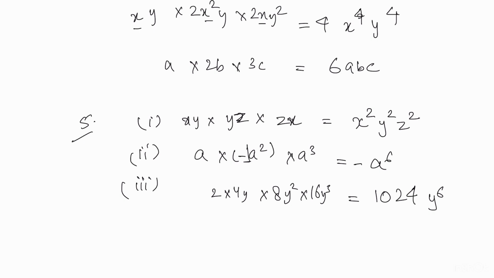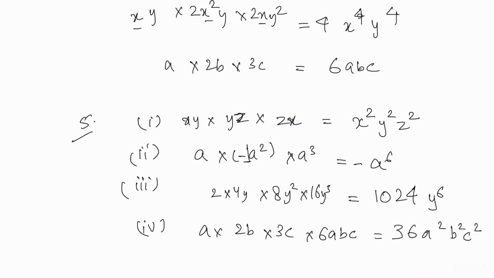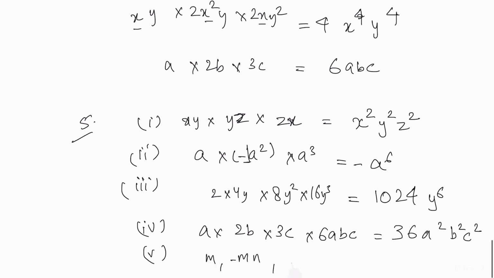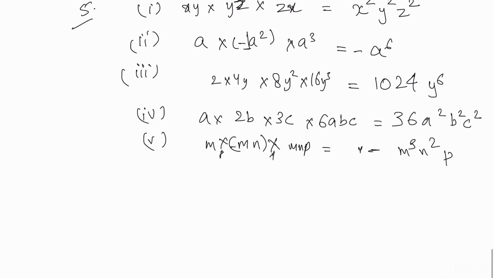Next we have question 4. A into 2b into 3c into 6abc. This is what? 18 into 2 is 36. Okay, and powers you can add up, you will get a square, b square and c square. And then the last one, m minus n and mnp. Okay, so this is m, because we have a minus sign, so it will be minus m cube n square p. This will be your final answer.